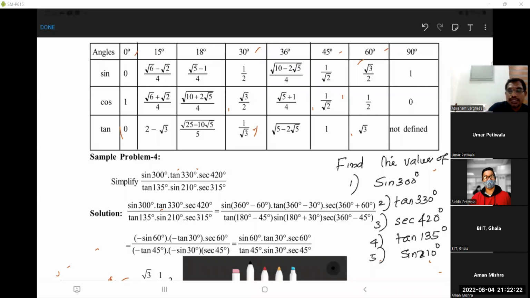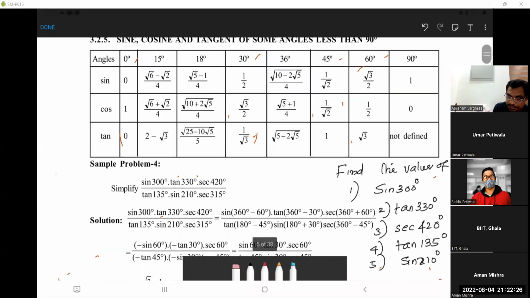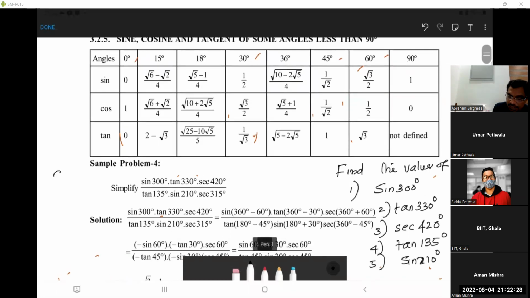How to do the first one? I will do sine 300. I can write it as sine of 3 into pi by 2 plus 30. Pi by 2 is 90, so 3 into 90 is 270, then 270 plus 30. And 3 is an odd number, so sine will give cos 30.